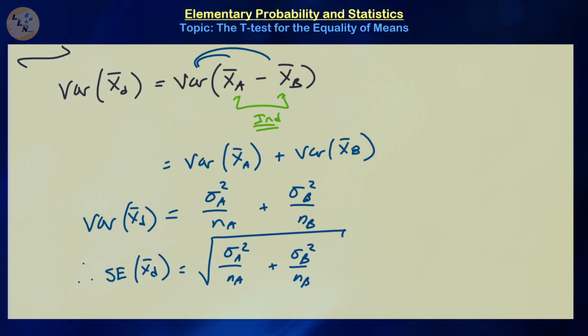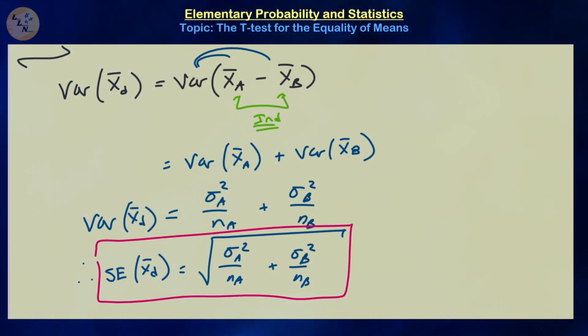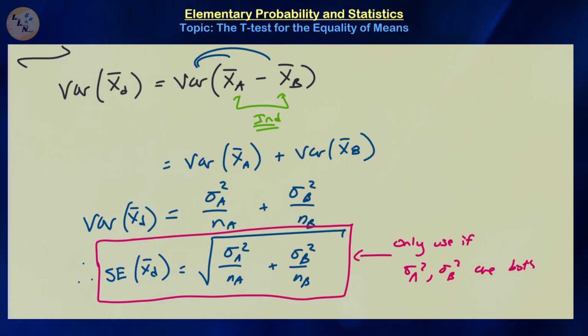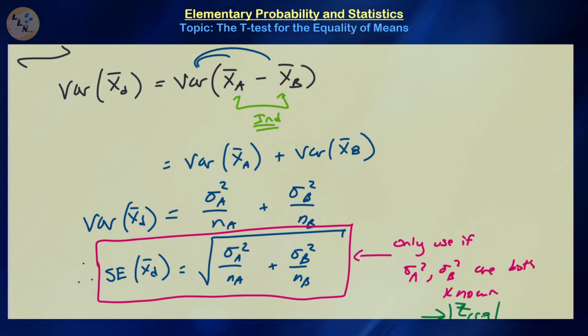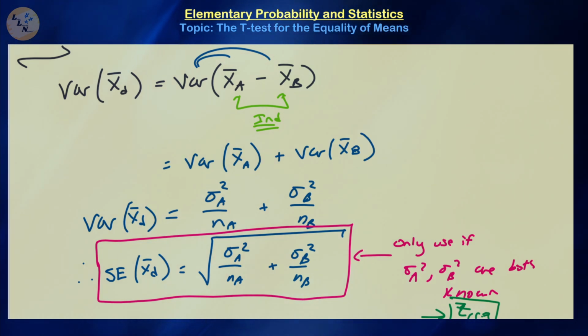As you should already know, even though this is the theoretical form of the standard error, we can only use it if sigma a squared and sigma b squared are both known. If they are both known, then we can be using a z critical value associated to our level of confidence, but if you only know one of them or neither of them, you should be using a t distribution.